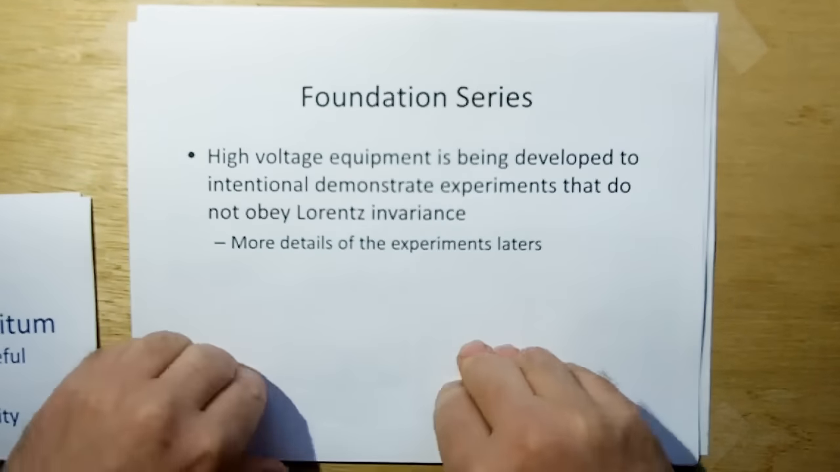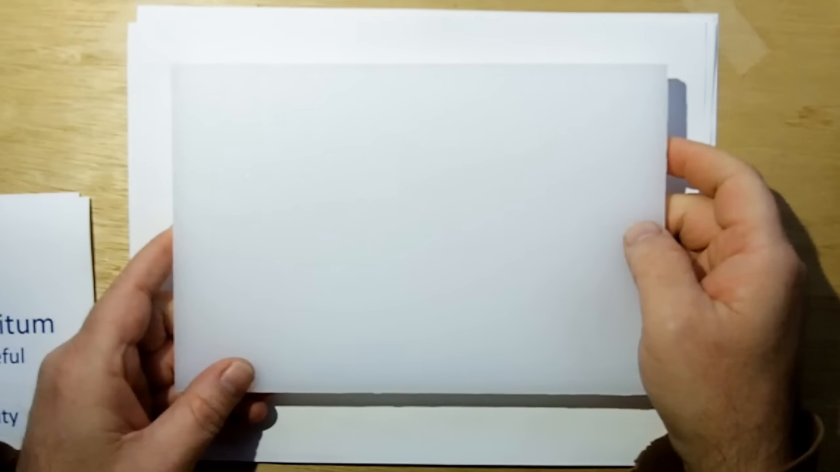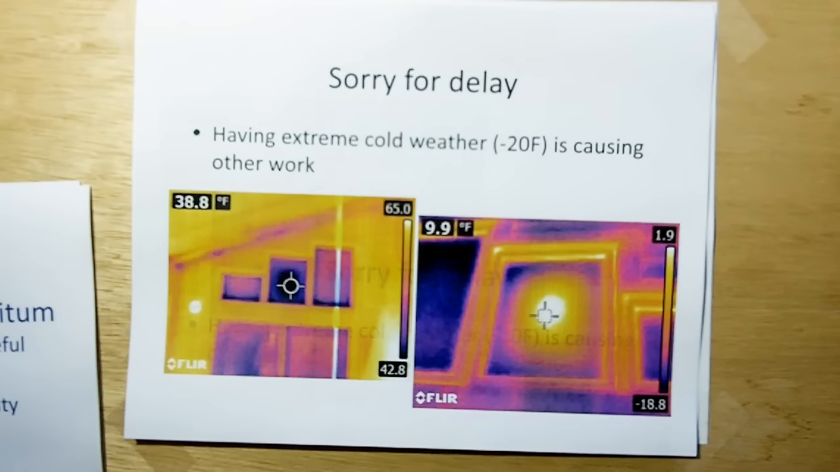I didn't. The next part that's going to be developed is a 12,000 volt generator. One of the other reasons for the delay is we're having extremely cold weather. Typically the weather around this time of year averages about 10 degrees above 0 Fahrenheit. For the past couple of days, we've been at minus 20, which is causing other work that I shouldn't have to do this time of year.